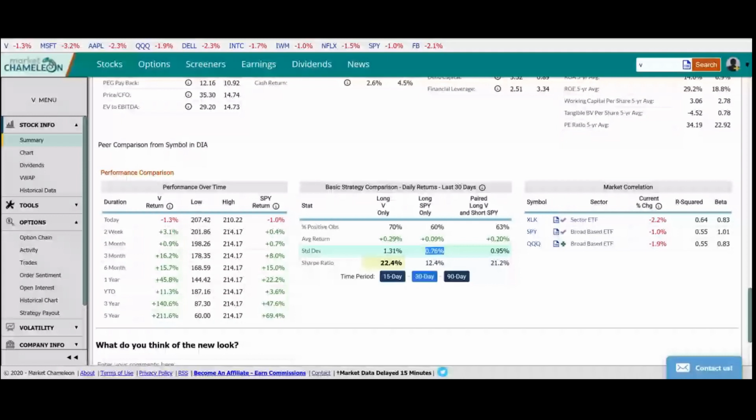Then we would take the ratio and say, how do we compare? If we take the average return divided by its standard deviation, you refer to it as a Sharpe ratio a lot of times. That is how much return you are getting per unit of risk. So over here we see that in the last 30 days, Visa was 22.4 versus SPY 12.4. We see it's much higher.